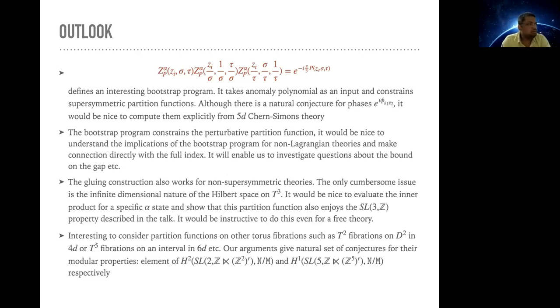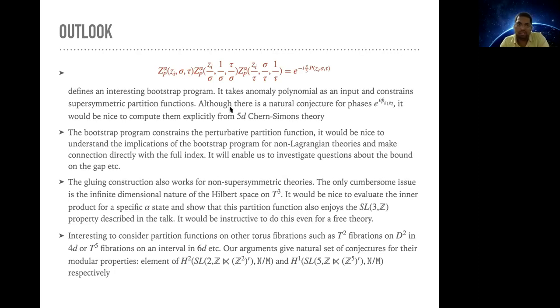Okay, so now, sorry for going over time. Let me now just end with some outlook. This is my last slide. So as I said, there is this condition that this perturbative part obeys, and there are these phases that appear, e to the i phi G2. I said that they can be computed explicitly from 5D Chern-Simons theory, and it would be interesting to do so. In the paper, what I do is just to conjecture what these phases are. There is a nice way of doing that by considering chiral multiplets of R-charge R.